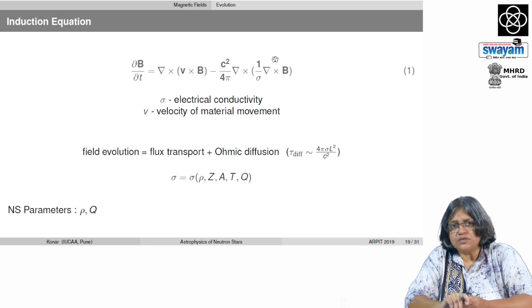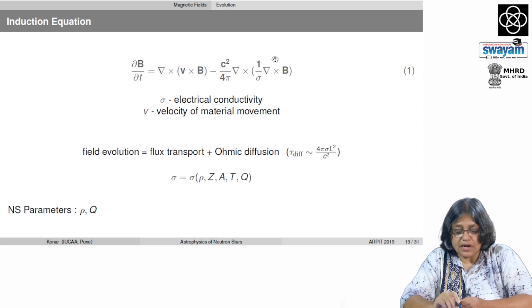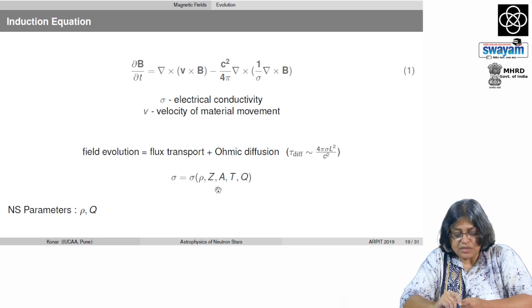Now, what is important in this equation is the conductivity. This is the electrical conductivity, which depends on a number of parameters. Sigma depends on density, as we have already seen. It depends on the equilibrium nuclide at that density. It depends very strongly on temperature.